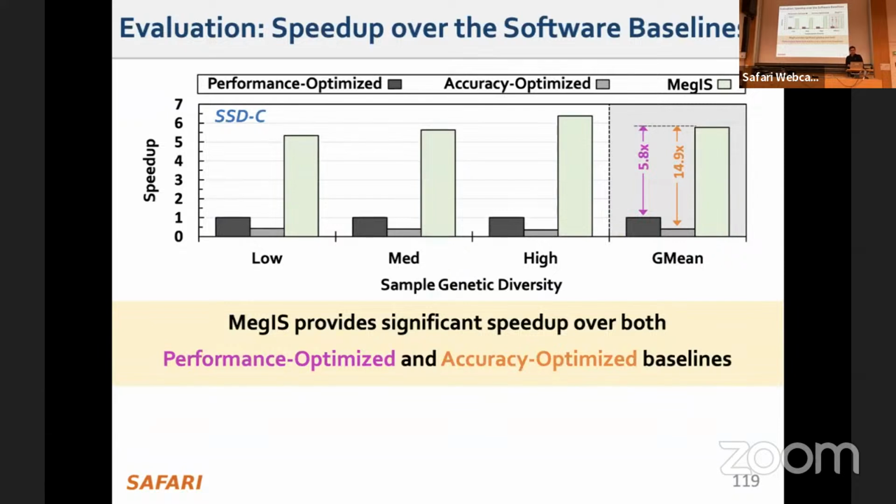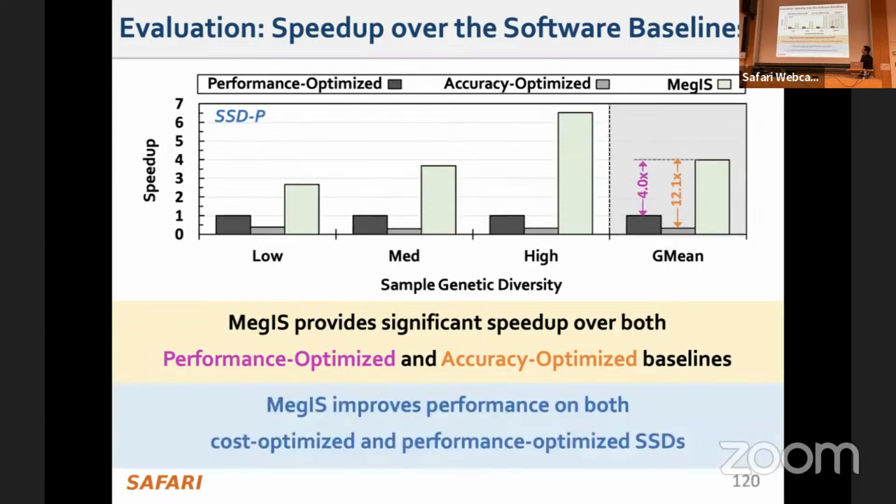So when you look at the results in terms of the speedup compared to the software baseline, we have a performance optimized software baseline, which is a fast metagenomics tool running on a CPU. There's an accuracy optimized baseline, again a slow tool, but extremely accurate. And then we have Megis over there. We look at two different SSD configurations. One is the cost optimized SSD. The second one is the performance optimized SSD, where you have higher bandwidth. Looking at both, we see that Megis improves the performance quite substantially compared to, of course, the CPU baselines.